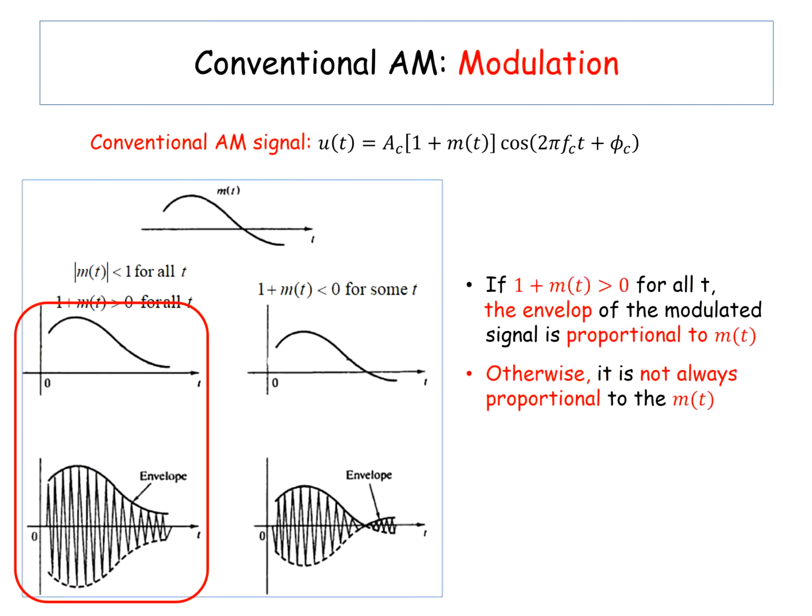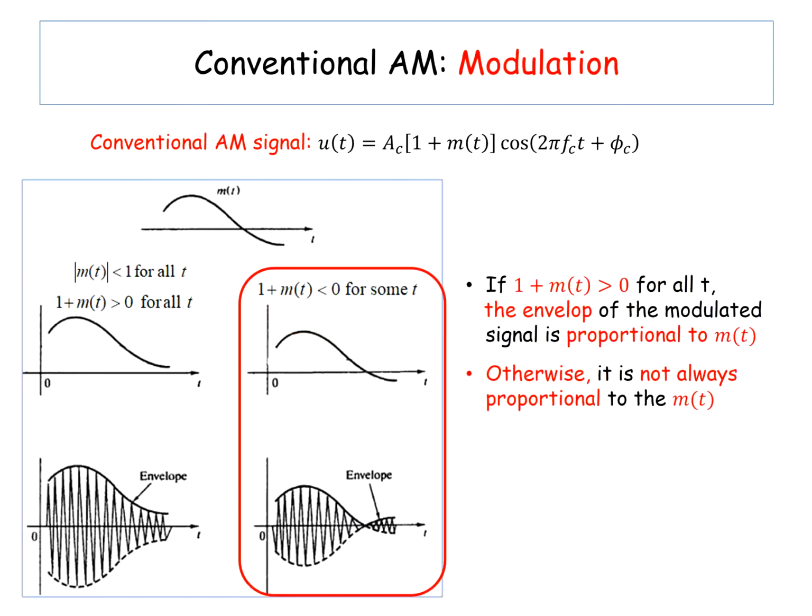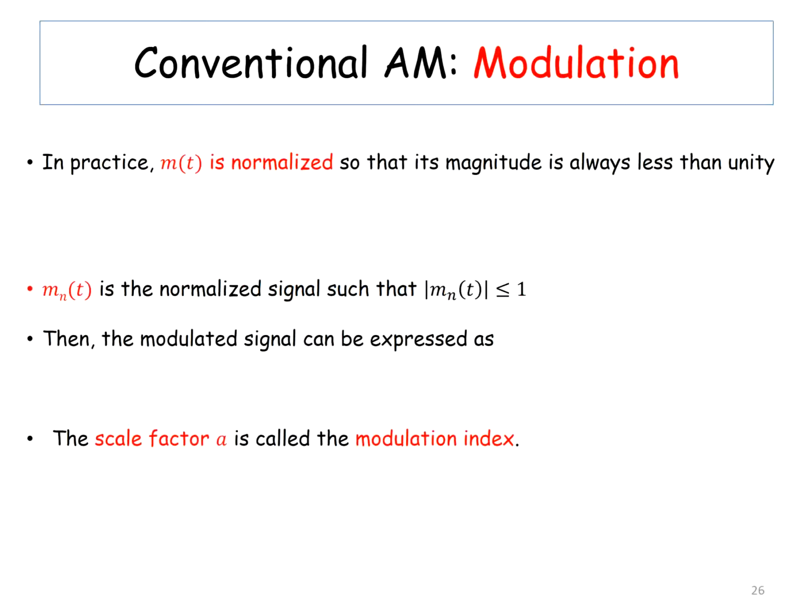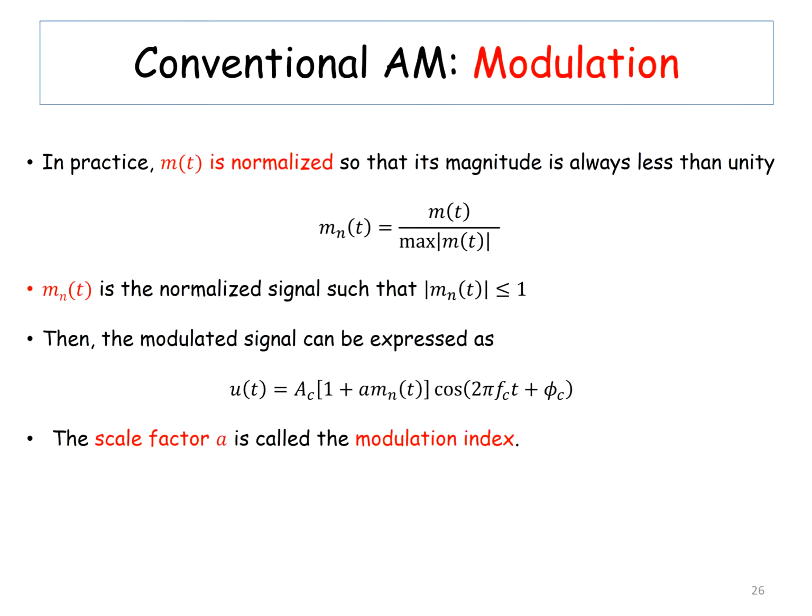On the other hand, if this condition is not satisfied, the message signal cannot completely follow the envelope. This results in a distortion. In practice, m(t) is normalized so that its magnitude is always less than unity. m_n(t) denotes the normalized message signal. Then the modulated signal is introduced, where the scale factor A is called the modulation index.